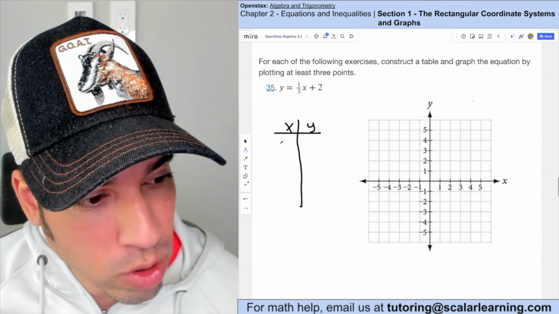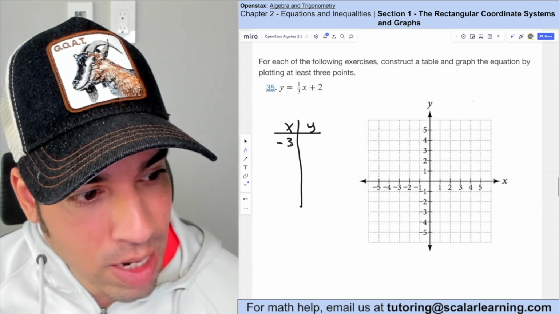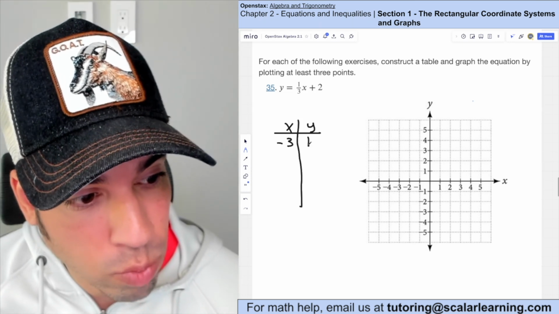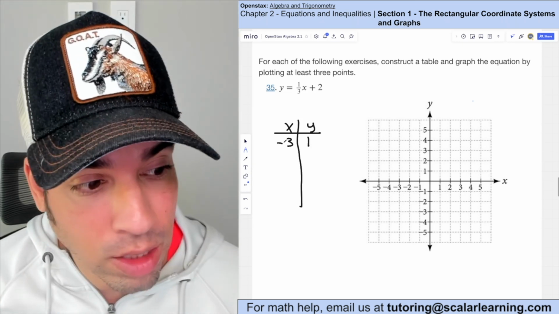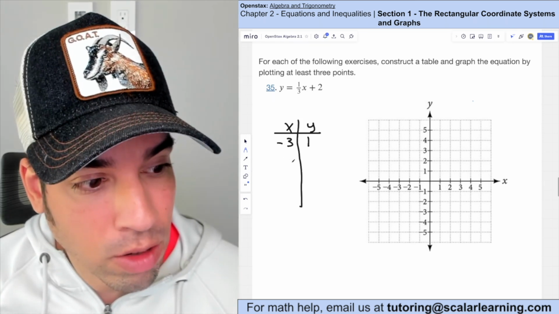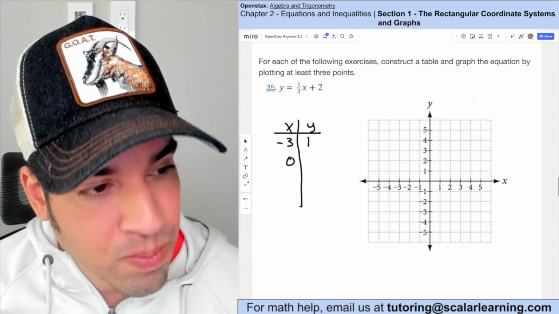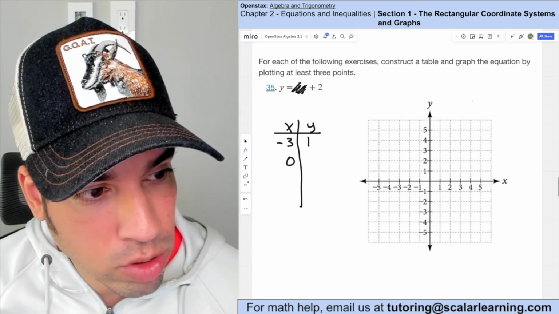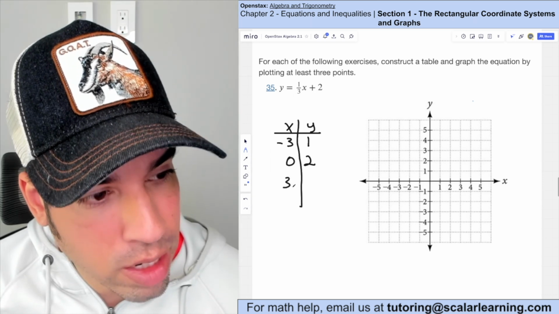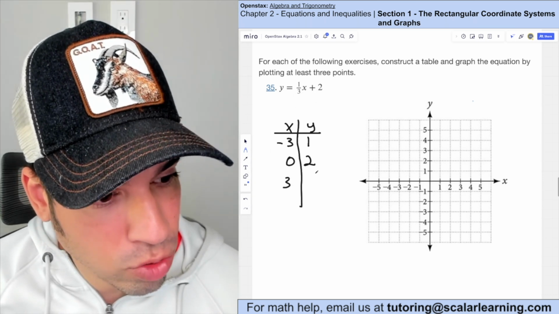So the first coordinate I'm going to choose is -3 because -3 times 1/3 is -1. Plus 2 is +1. Again, did I need to do -3 or do I need to not have fractions? No, I'm just doing this to make life easier on myself. Then I'm going to choose 0, and if I plug in 0, this whole thing zeroes out and I get 0 plus 2 is 2. Lastly, I'm going to plug in 3 here, and 1/3 times 3 is 1 plus 2 is 3.